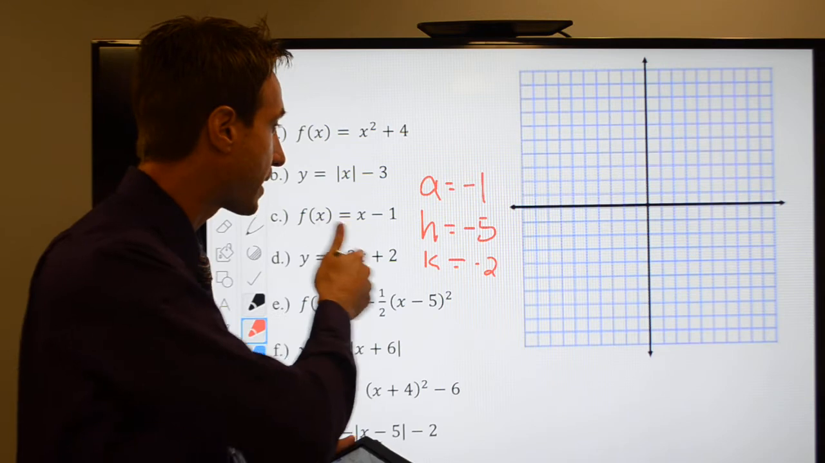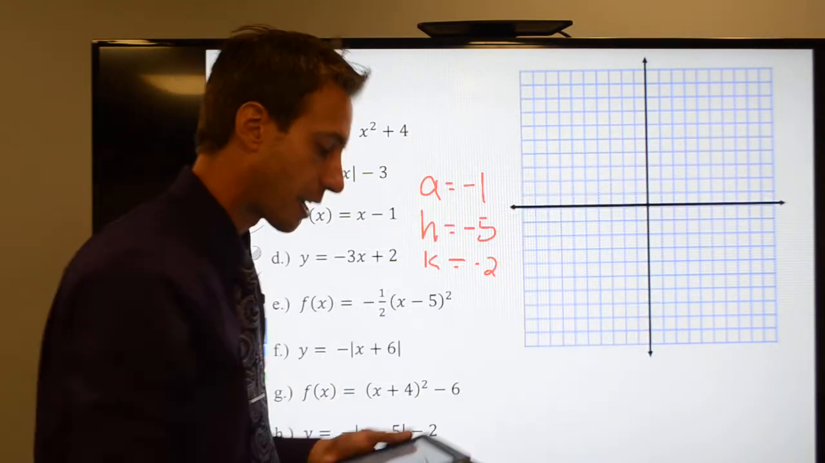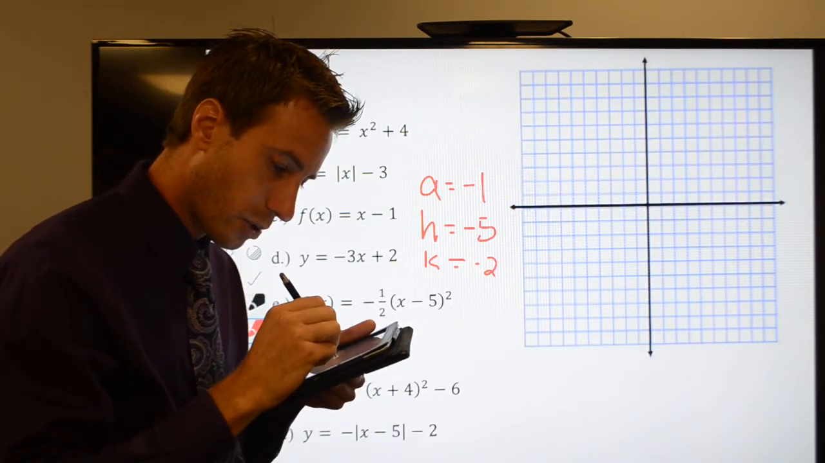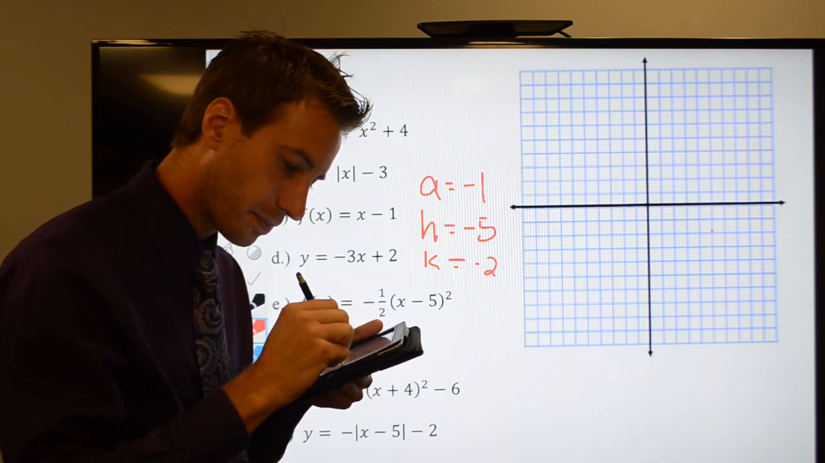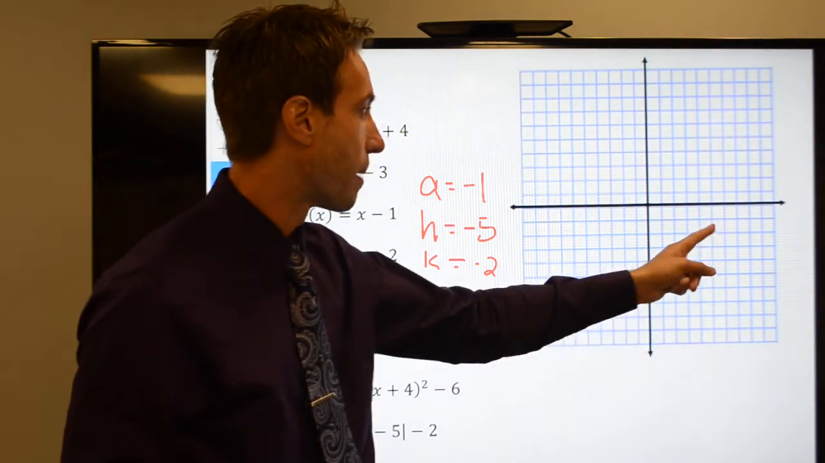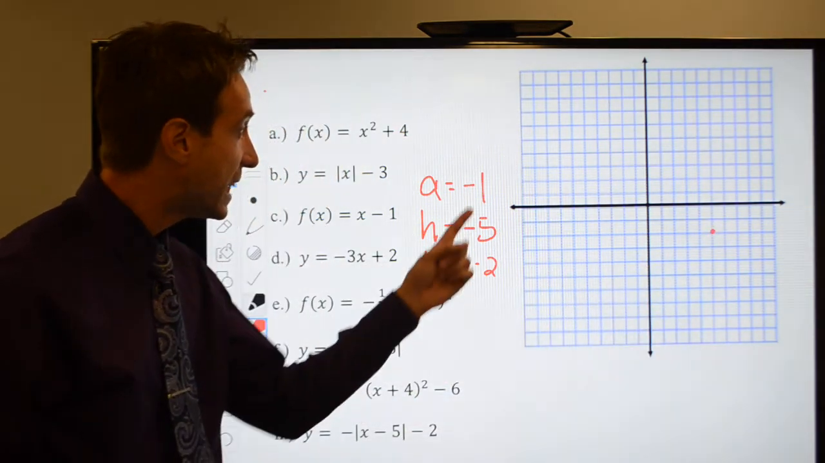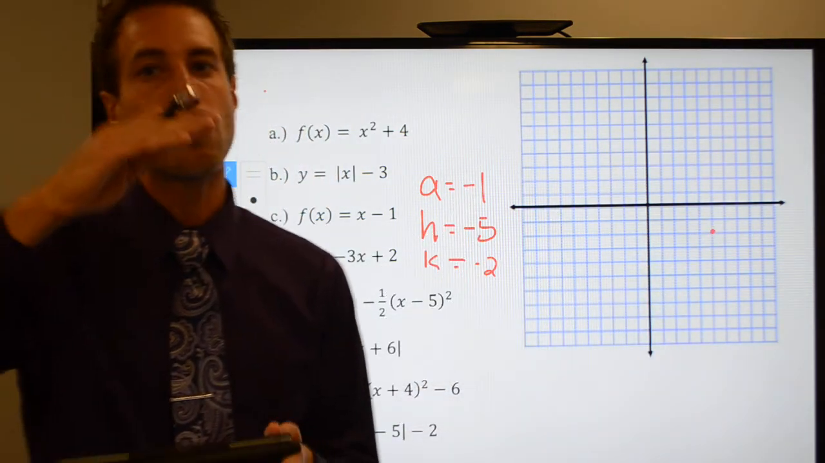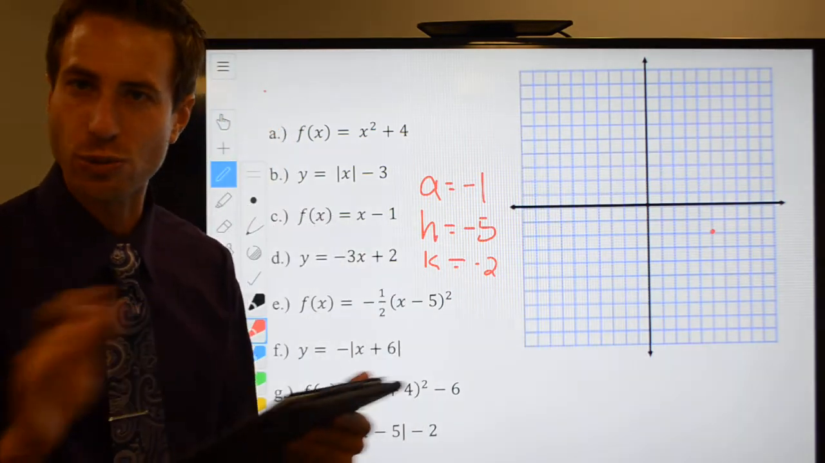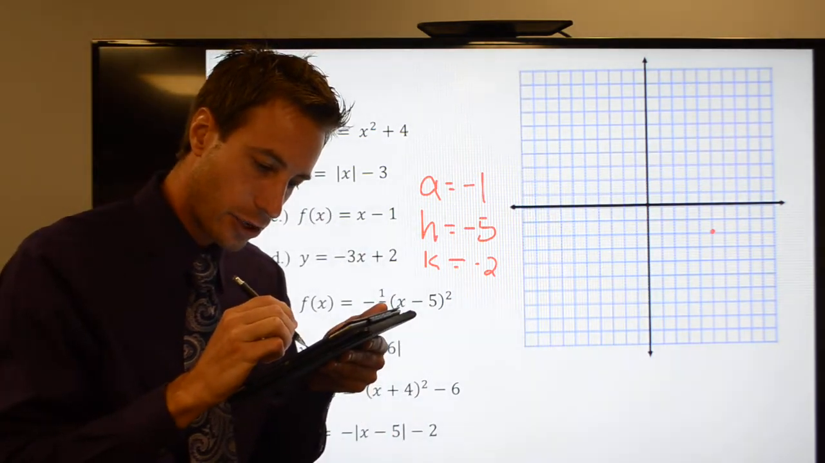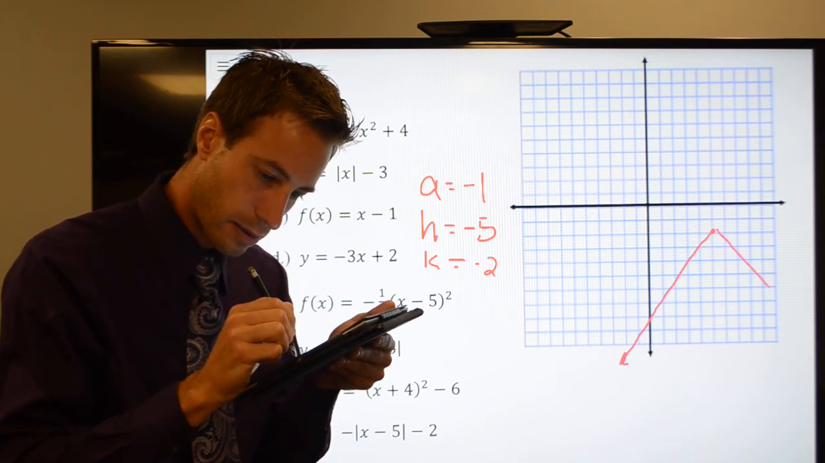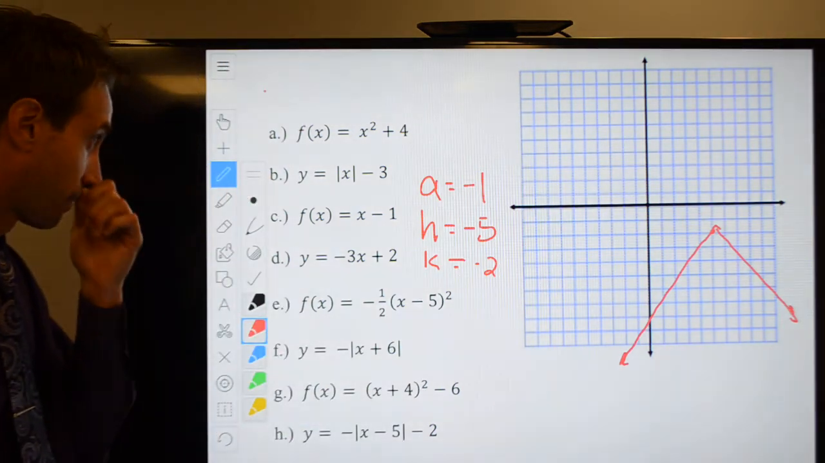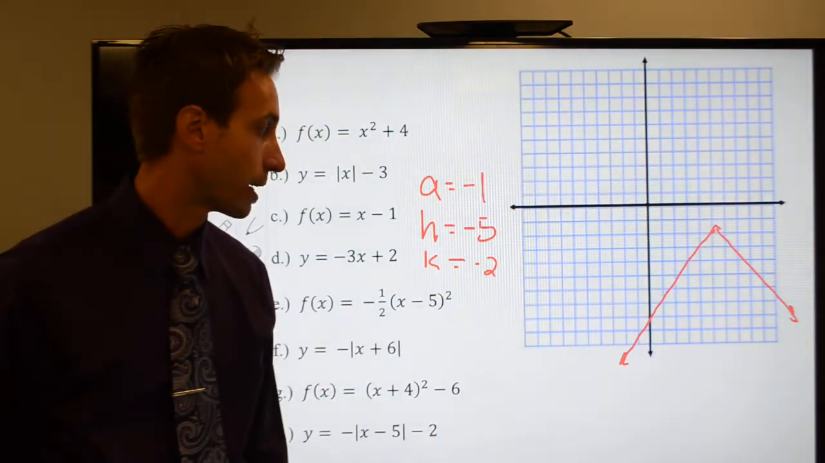All right, here we go. Let's make this happen. Negative 5 means I go 5 to the right. 1, 2, 3, 4, 5. Negative 2 means I go down 2. So I'm going to start right there. That's where my V is going to start. My V needs to open down. I have no vertical stretch or compression, so just a standard looking V should look something like that. That takes care of all of my transformations.